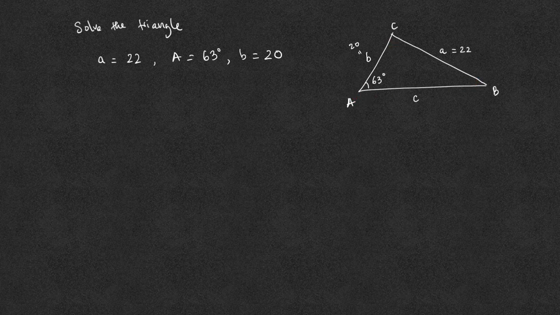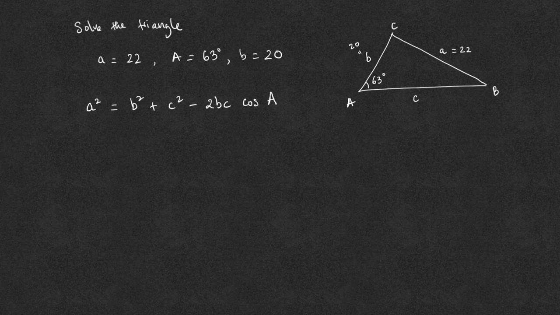We won't be able to use the law of sines in this case, so we will use the law of cosines. First, we square the side that is opposite to the given angle. The given angle is 63 degrees. The side opposite to 63 degrees is 22. a squared equals b squared plus c squared minus 2bc cosine of the angle A.